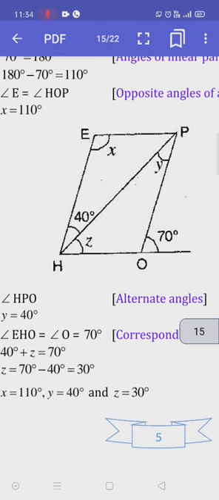So this is a very important question, my dear students. Very simple. You just have to use the properties of a parallelogram, and also you have to use the angle relations, alternate and corresponding.